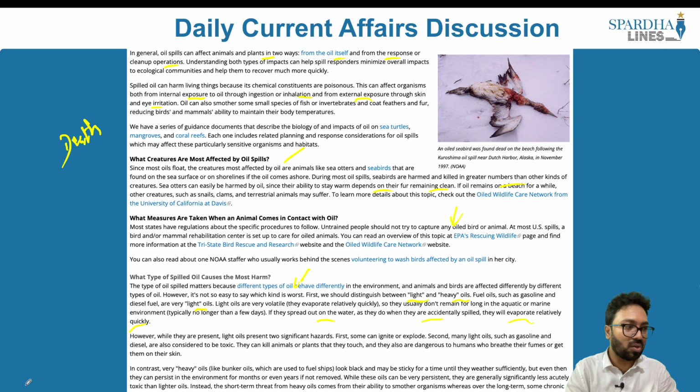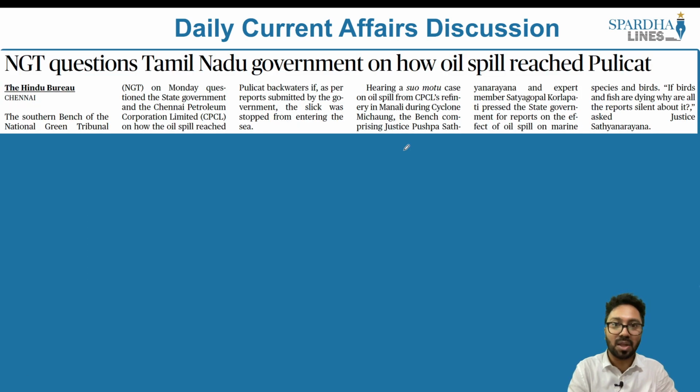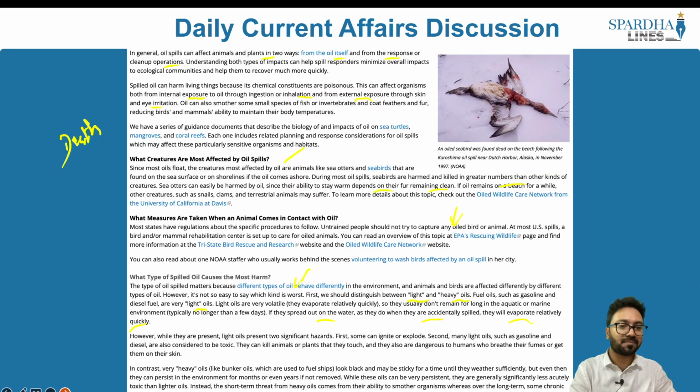So this article goes on to say that we have an oil spill that has taken place in this part. How has it reached Pulicat? Asks the National Green Tribunal. It is in this particular backdrop that this article is being discussed. Now let's look into the next article.